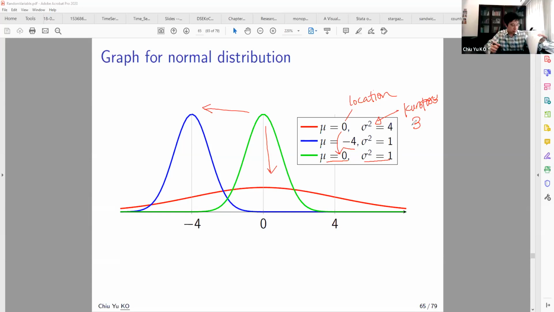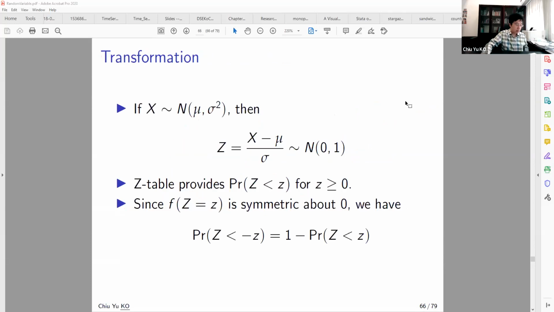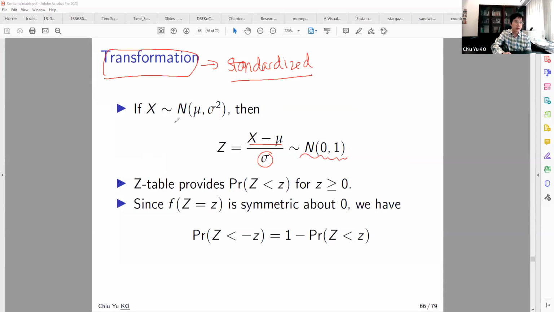Anyway, let me quickly finish it. Let me talk about the property, and then we can end the class. So let's be quick. What we call transformation, or standardization. So don't worry, we'll do it quickly. Standardized, okay? So you just take the variable minus its mean divided by sigma, and that will be called the standard normal, okay?